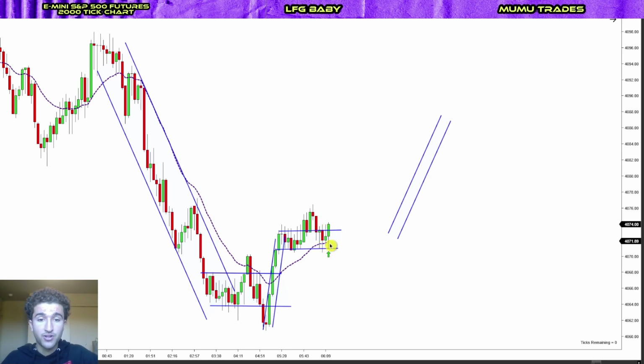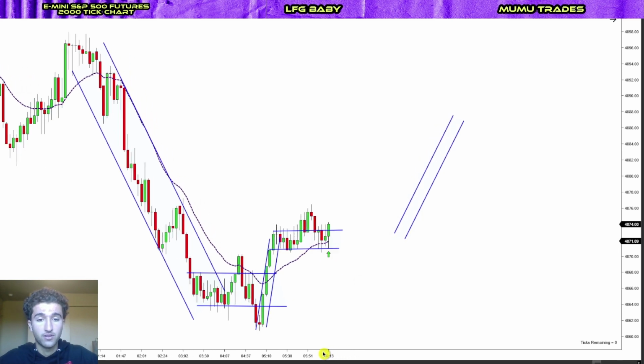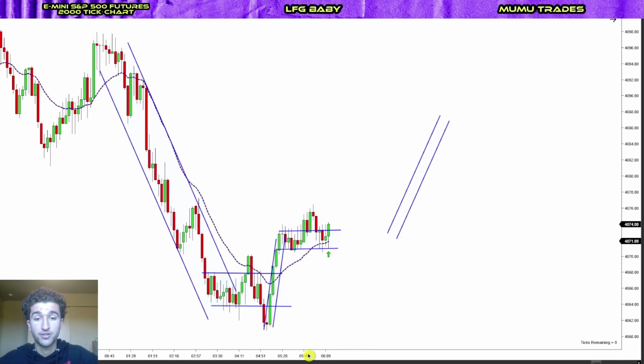All the people who went short got trapped. And even if we look at this mini downtrend, these two bars went down, we had a break, new low, and then we had a higher low, all in the same bar, trapping the people who went short.